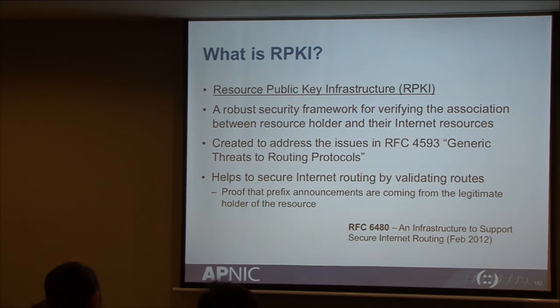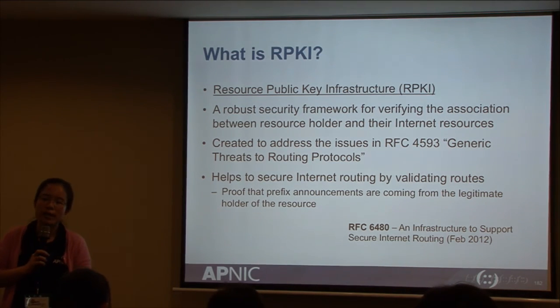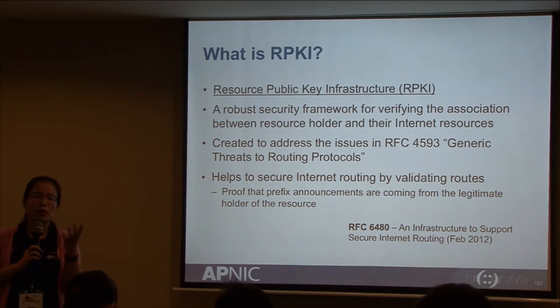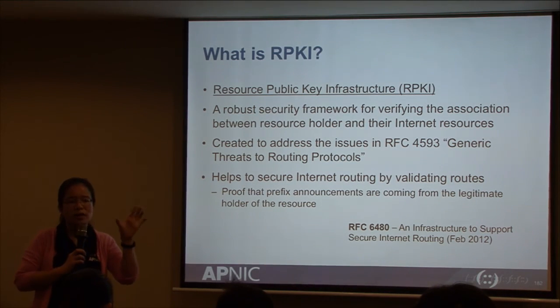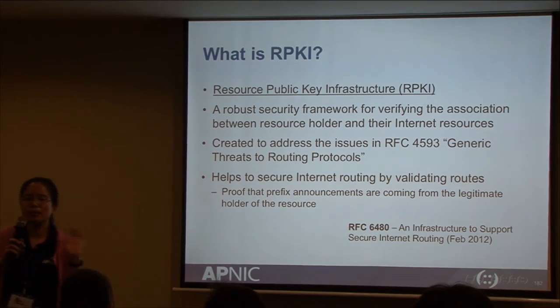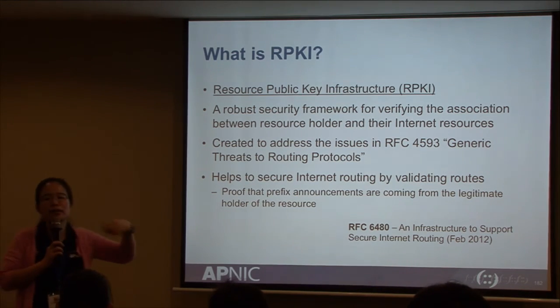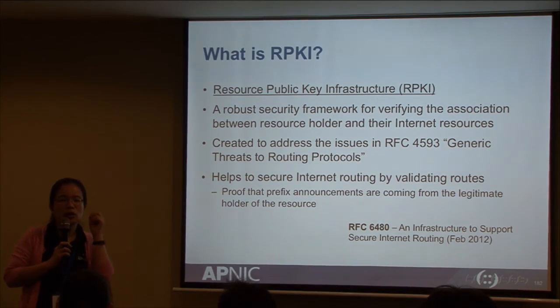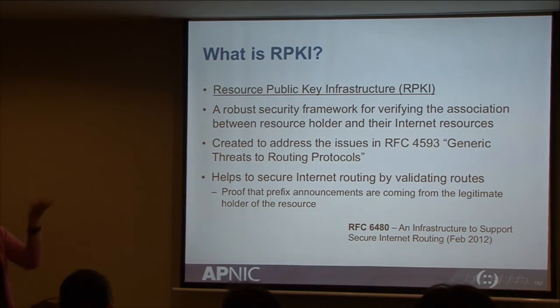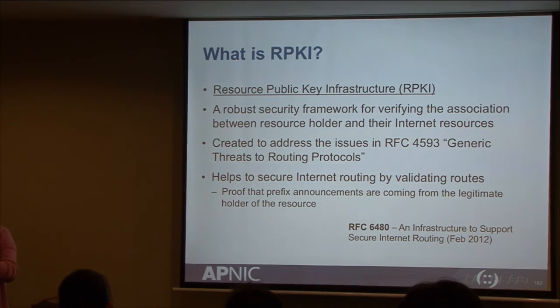RPKI, because for the route information published on the routing table, you want to know whether this route is really from this AS number, because maybe some bad people, hackers, may announce this prefix from another network. So I am here waiting for the routes, and who will be the right source? Should it be from AS1 or from AS2? How can I check?